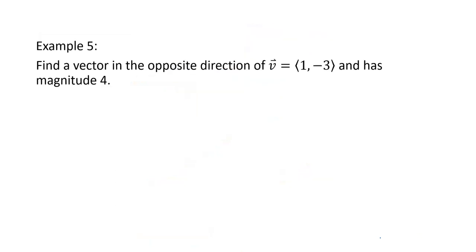Now let's look at this one. This is a little bit different. We want to find a vector in the opposite direction of vector v, that's 1, negative 3, and has magnitude 4. I'll give you some time to think about this problem and work on it, then I'll talk about how to do this.